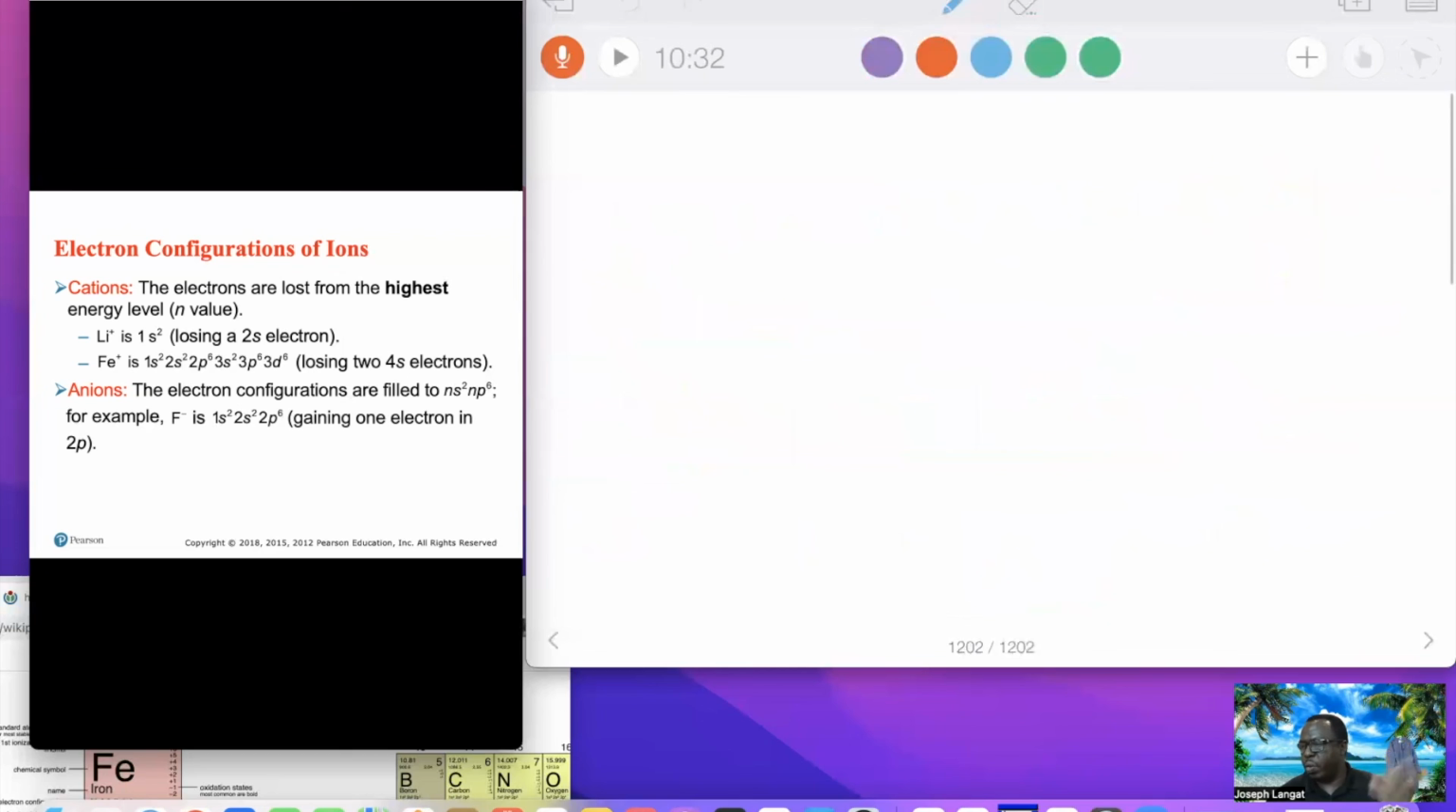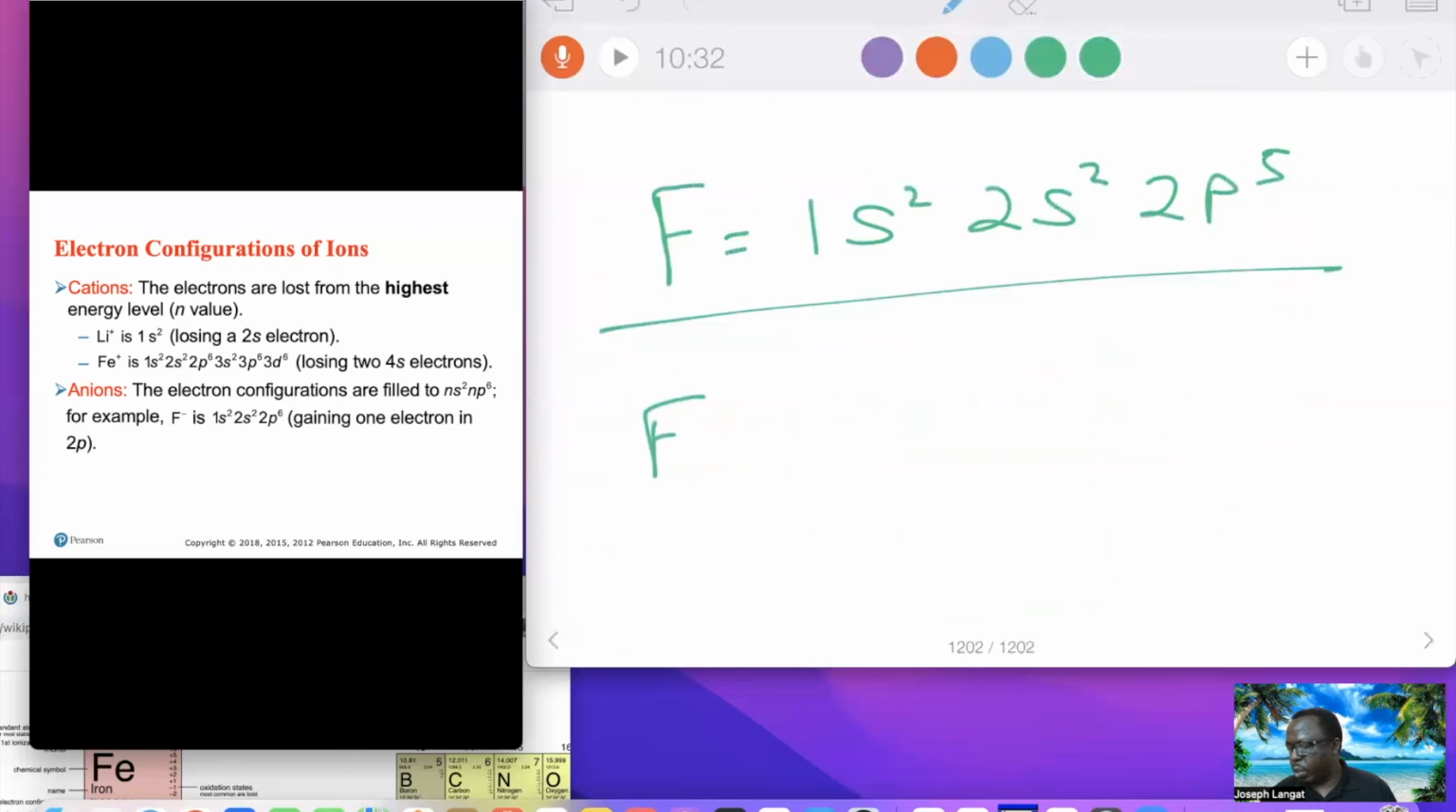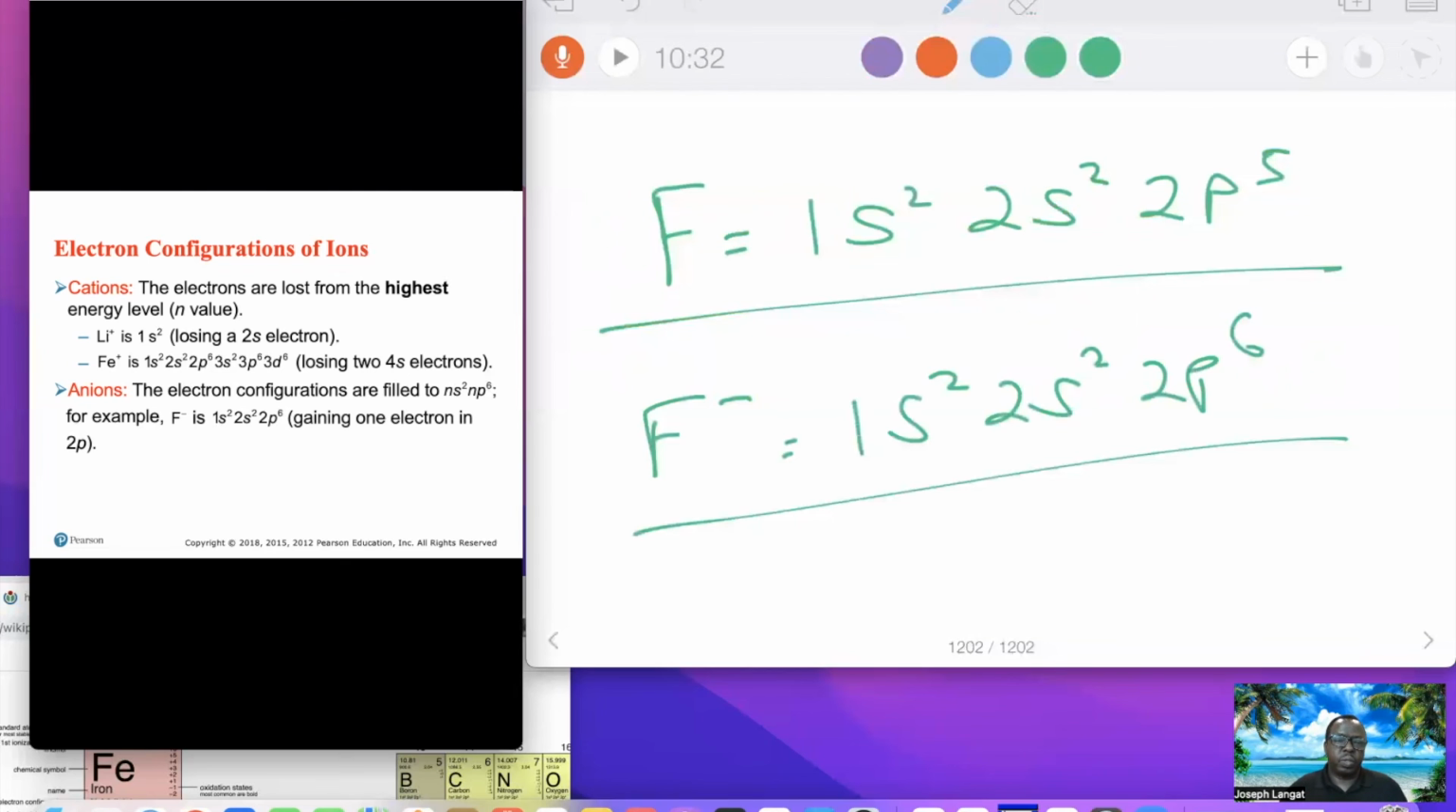So that's how you write electron configuration for a cation. For an anion, you just add electrons. For example, fluorine is 1s2, 2s2, then 2p5. But for the negative fluoride ion, this will be 1s2, 2s2, then 2p6. You just have to add the electron. If it's negative 2, you add 2 electrons. Knowing the maximum number of electrons, we can go into each sub-level.